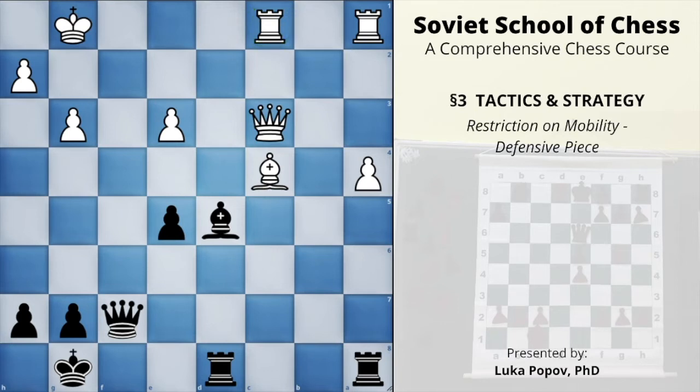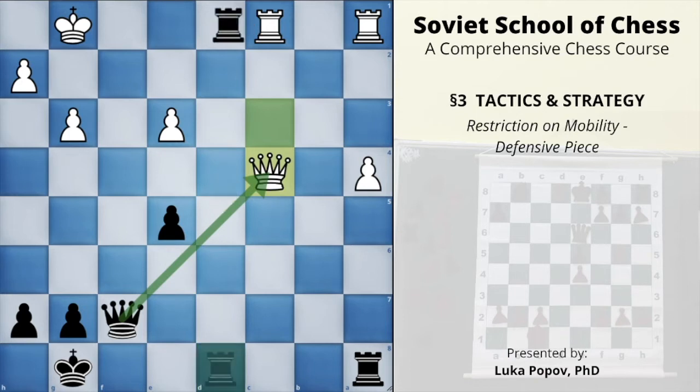If you think this way about the position, then you can come up with the combination, and the correct move here for black begins with bishop takes c4, and now once the queen takes the bishop, you have this situation. The queen is attacking the queen, and this rook is limited, its mobility is limited by being the defensive piece. So the next winning move is rook d1 check.